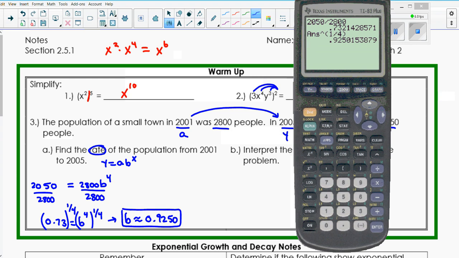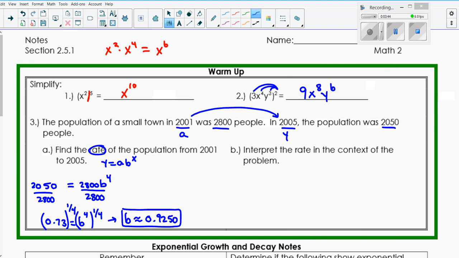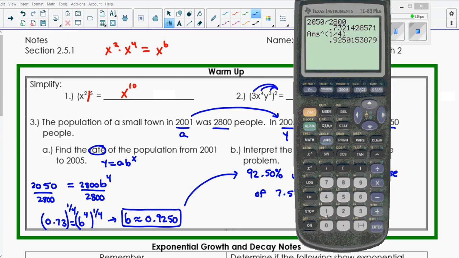Normally we interpret what that means, but that's what the next question is going to ask anyways. It says interpret the rate in the context of the problem. So this means that percentage-wise it is 92.50%, which is a decrease. Remember, decreases are always how much do we fall from 100%. So that would be a decrease of 7.5%. You could also take your calculator and do 100 minus 92.5.